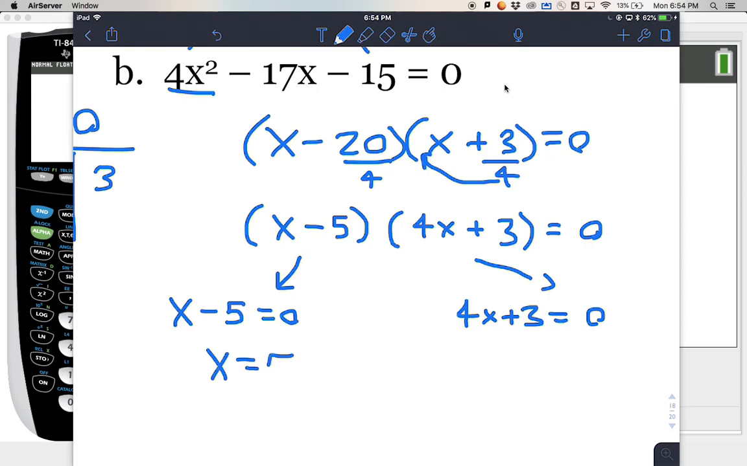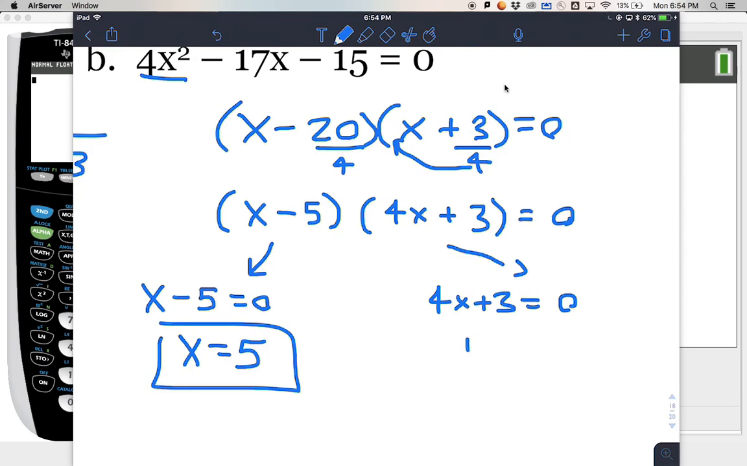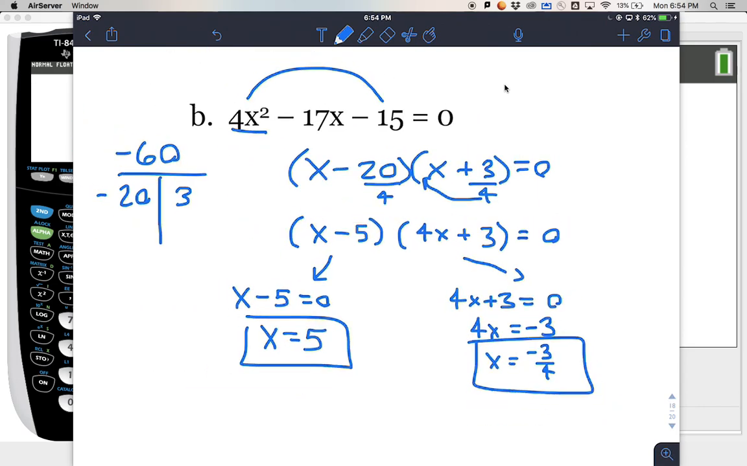Over here on the first equation, add 5. That can be done in one step. Now the second one here, we'll have to do 2 steps. We'll have to subtract 3 and then divide by 4. So x is negative 3 over 4, and then we're good to go.